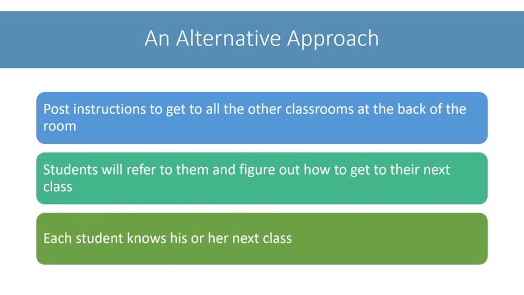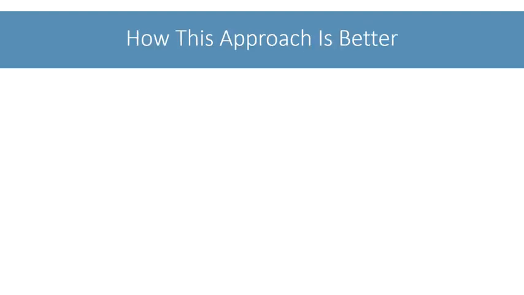A more practical approach for this problem can be that you post instructions to get to all the other classrooms from your classroom at the back of the room. The attendees know which classroom they need to go to next. You will ask them to refer to the instructions and figure out how to get to their next class. Now, how is this approach better than the previous approach?